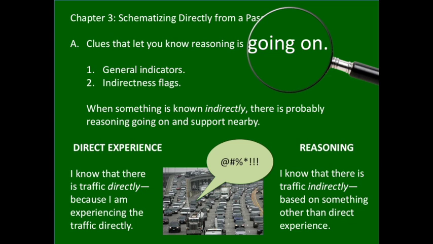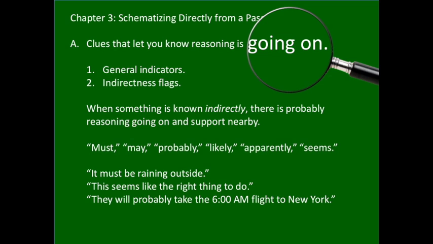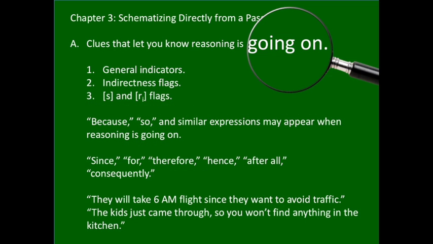The next group of flag words or indicators are what our text calls S and RI flags. So words like because or so, also words like since, for, and therefore. When these words appear, regardless of the topic or subject matter, there's probably reasoning going on. Now, especially when it comes to these S and RI flags, it's worth noting that words like because and so sometimes are used to flag inference, but they can also be used to flag explanation or etiology. So these terms do not always indicate that there's reasoning going on, so be careful of that.